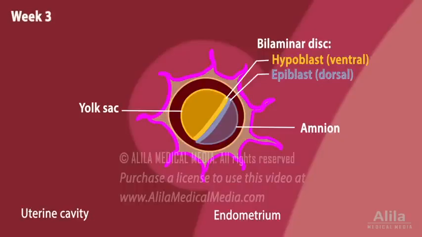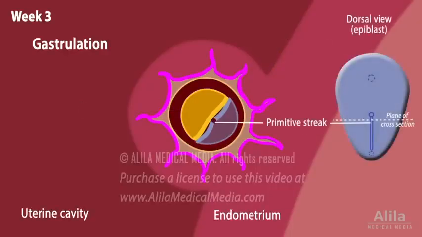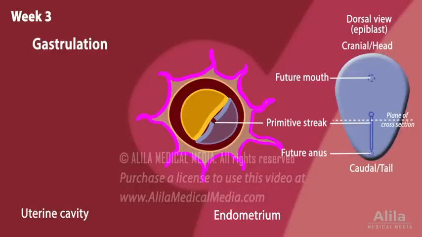In week 3, the 2-layer disc transforms into 3 germ layers through the process of gastrulation, during which the cells lose their pluripotency and become committed to a smaller number of cell types. Gastrulation begins with the emergence of the primitive streak on epiblast surface. This event sets the cranial caudal, or head-tail axis of the embryo. A so-called primitive node at the cranial end of primitive streak produces signaling factors that control the movement of cells. Epiblast cells migrate toward and through the primitive streak into the embryo.